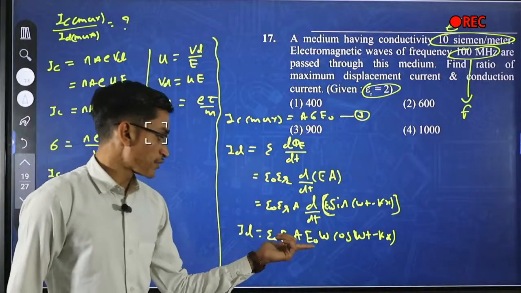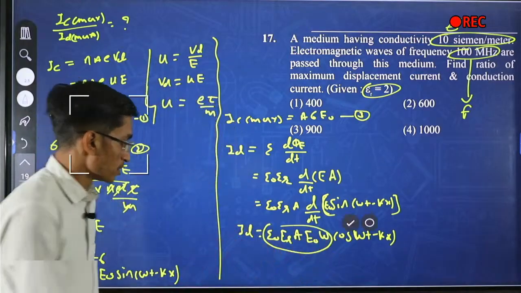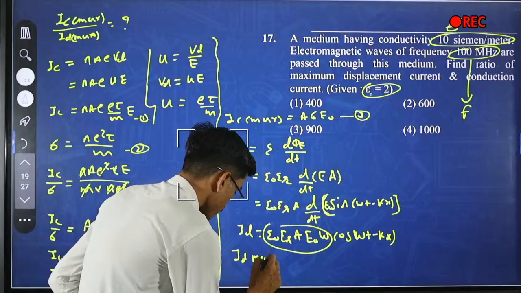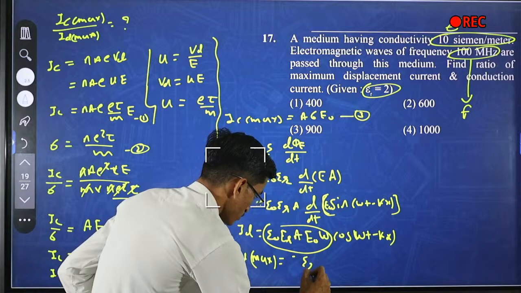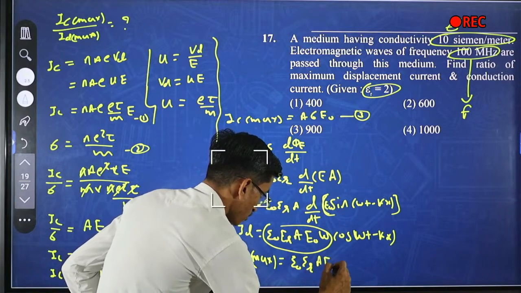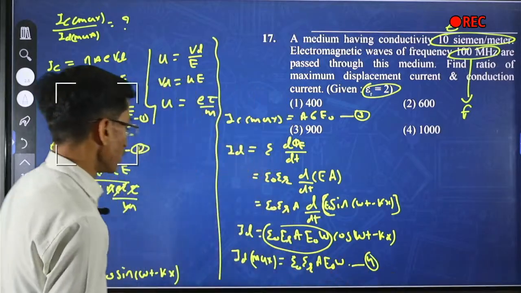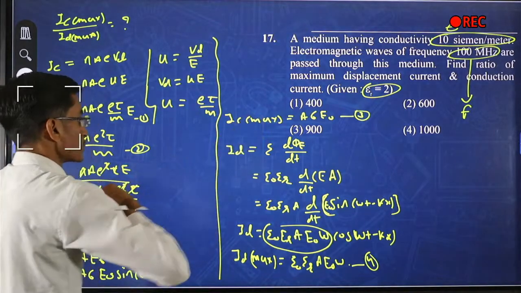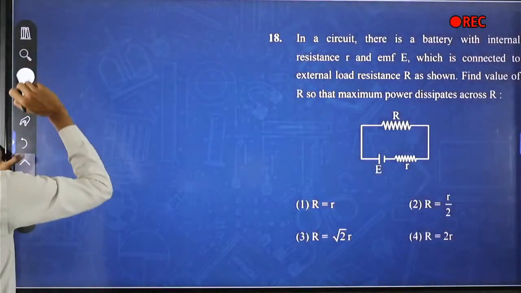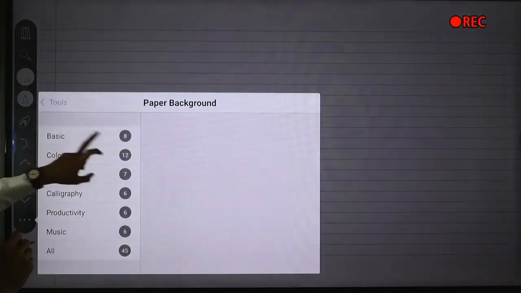So from this equation we can say that this is the value of maximum displacement current. So we can write ID max is equal to epsilon naught epsilon r A E naught omega. Let us call this equation 4. So we have to take the ratio of IC divided by ID. Sorry, here it is IC max, so IC max by ID max. For this we will insert a page and change the background. Okay.